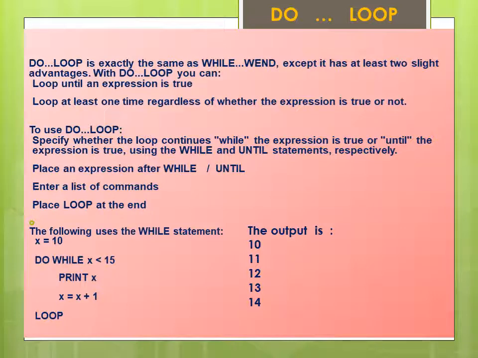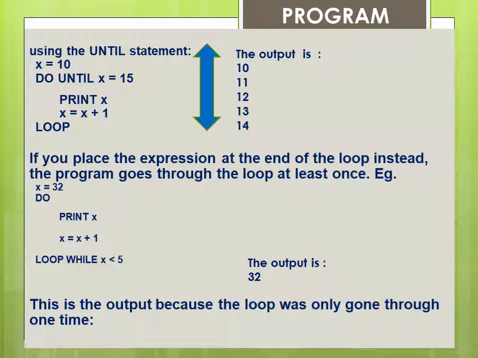The following uses the WHILE statement: x = 10, do while x < 15, print x, x = x + 1, loop. The output is 10, 11, 12, 13, 14. Program using the UNTIL statement: x = 10, do until x = 15, print x, x = x + 1, loop. The output is 10, 11, 12, 13, 14.